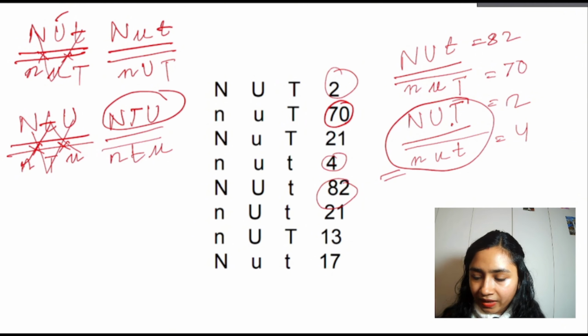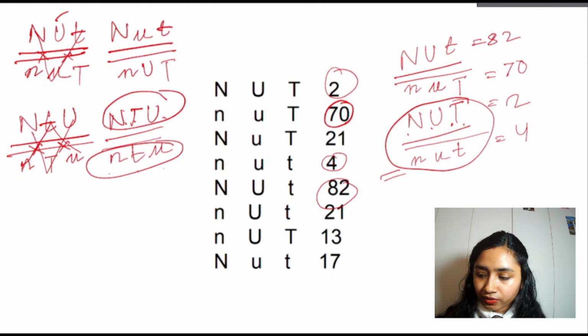So in the upper position, capital N, capital T, capital U, capital N, capital T, capital U, and in the lower position, small n, small t, small u, small n, small t, small u. It doesn't matter whether U is in the middle here or capital T is in the middle. You need to match all the things here.